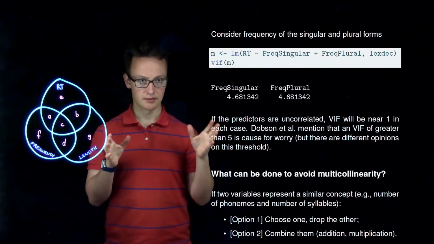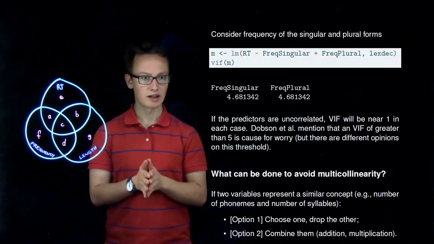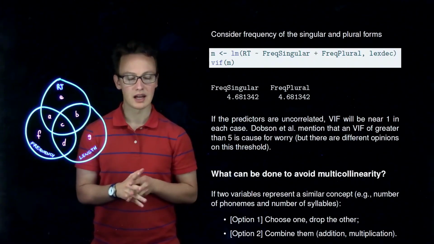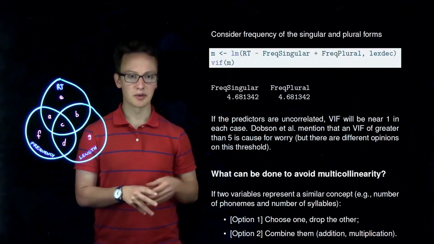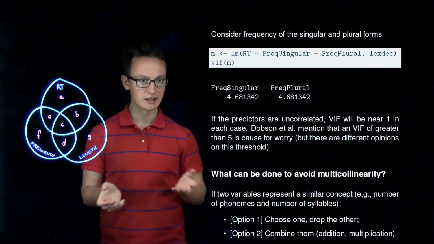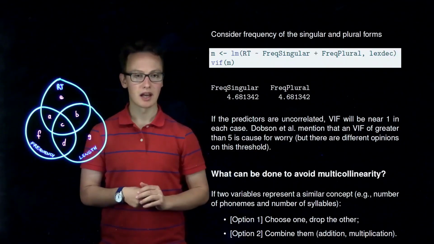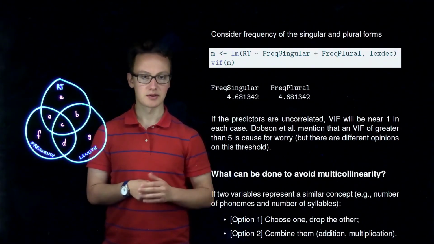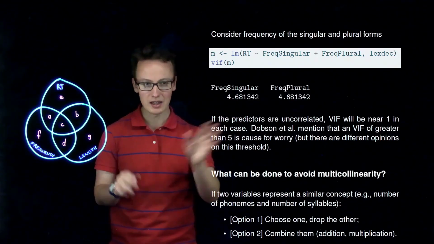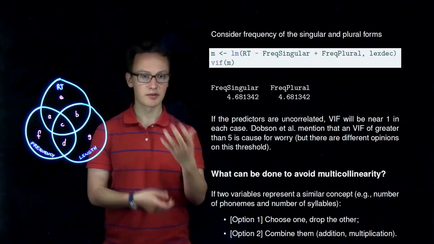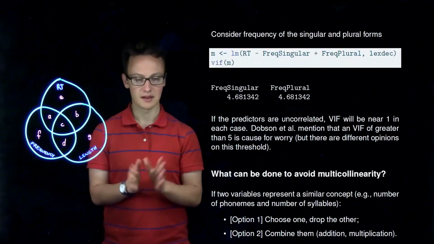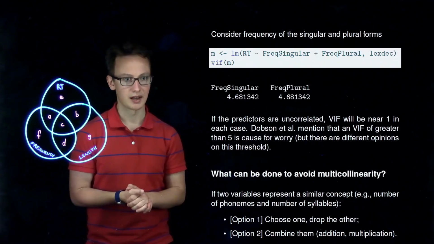So again, if the predictors were uncorrelated, the VIF would be near 1. That would be the optimal case. And there are different opinions on when a VIF becomes problematic. For example, Dobson and colleagues, some statisticians, recommended that one should start to worry as soon as the variance inflation factor is greater than 5. So in that case, it would be rather problematic. So 2 or 4.6, maybe it's still okay-ish, but if you have a variance inflation factor greater than 5, then the predictors are too correlated to just ignore this, okay? That's maybe the rule of thumb that one could apply.